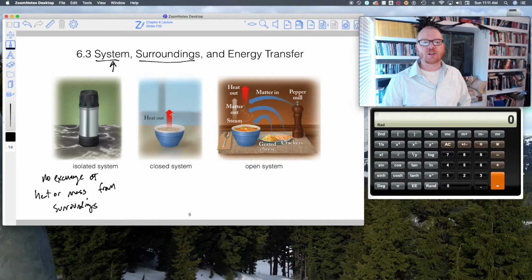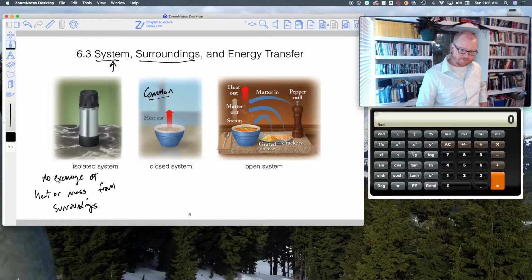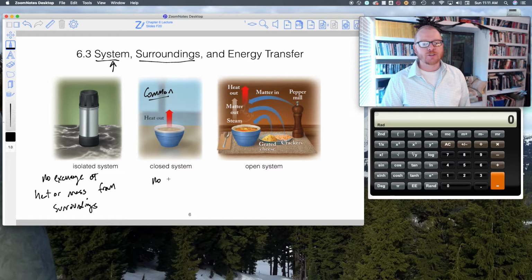Okay, so now we have a closed system, and this is probably the most common type of system, the closed system. And in this closed system, there's no exchange of mass. But as you can see, as the picture is showing, heat can definitely get out.